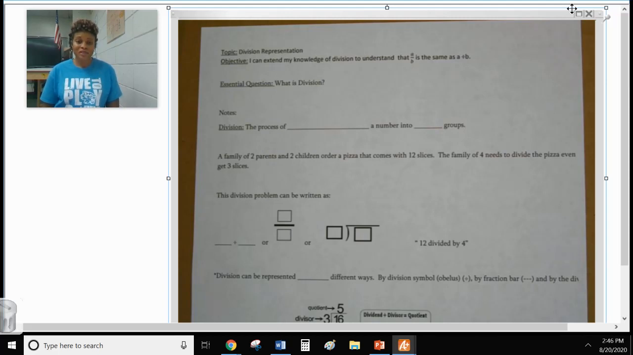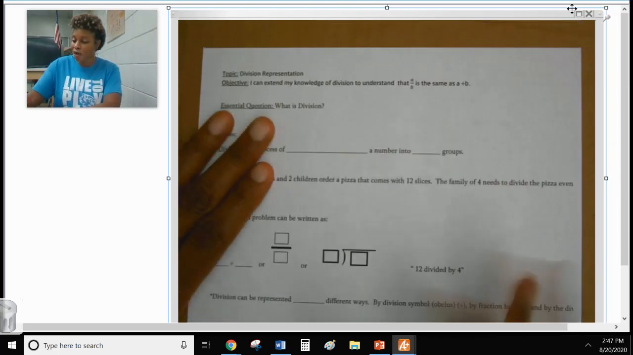Our objective says, I can extend my knowledge of division to understand that A out of B is the same as A divided by B. What does that mean? What is division? So that's what we're going to learn today.